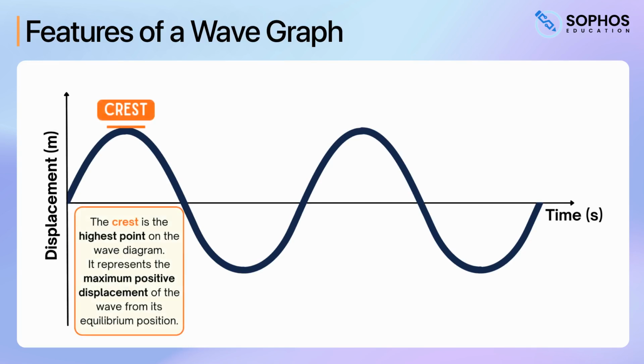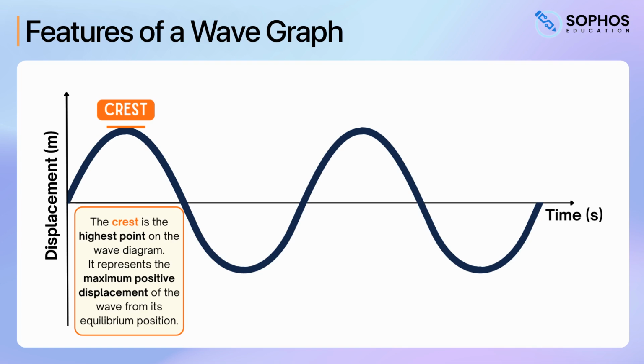The crest, also known as the peak, is the highest point on the wave diagram. It represents the maximum positive displacement of the wave from its equilibrium position. In other words, it is the point where the wave reaches its furthest height above the equilibrium line.